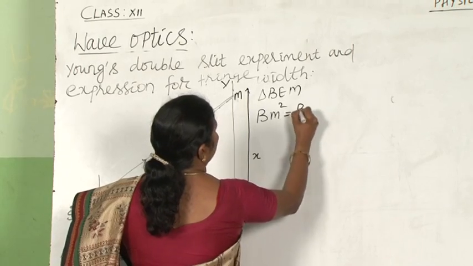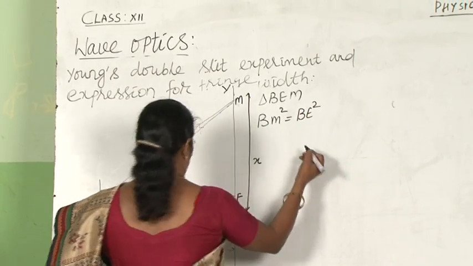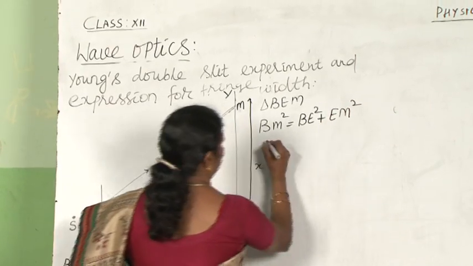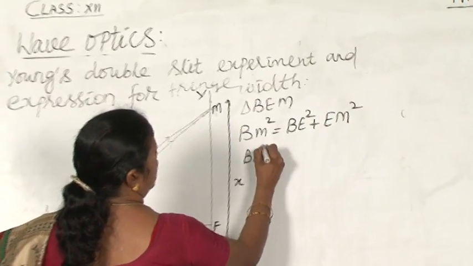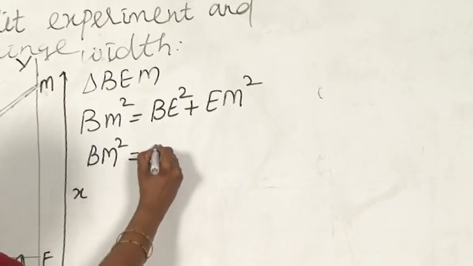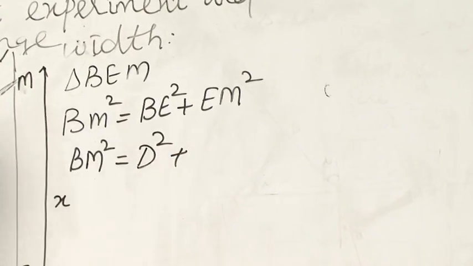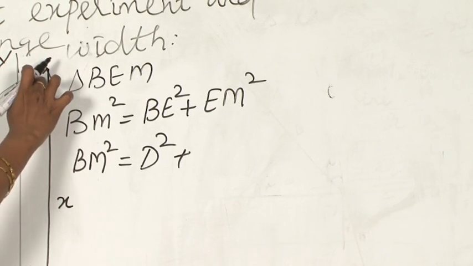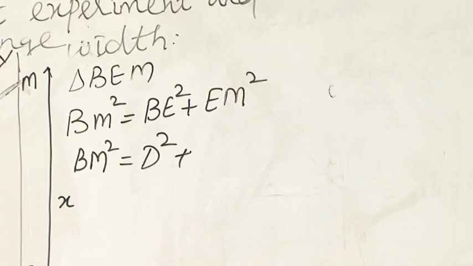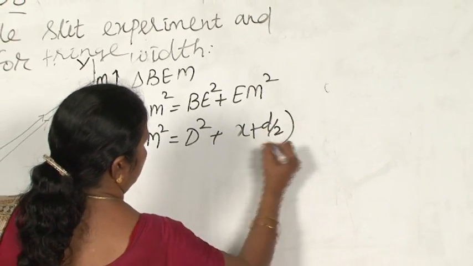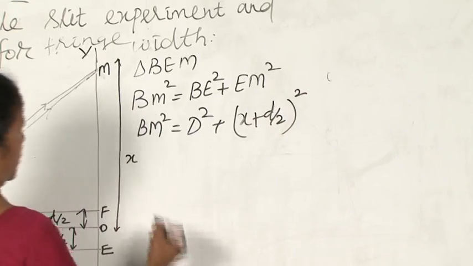To BE square plus EM square. BM square is BE square, which is again capital D square, plus EM square. This is x from O to M, and this is d by 2. So, it is x plus d by 2 the whole square.